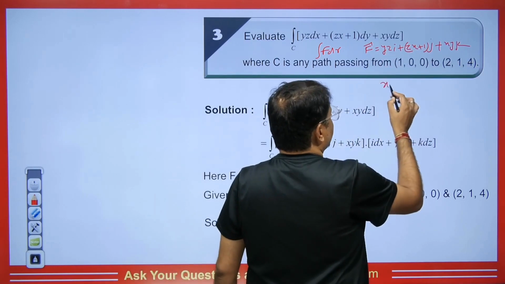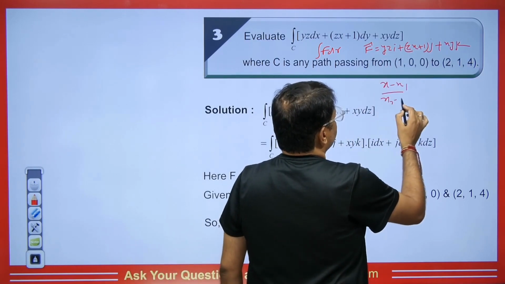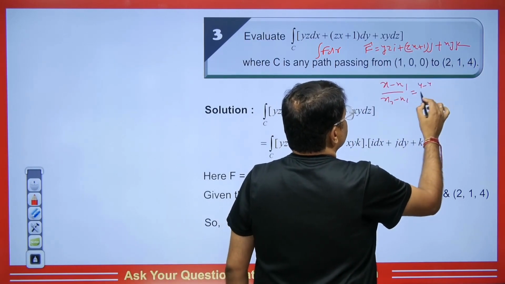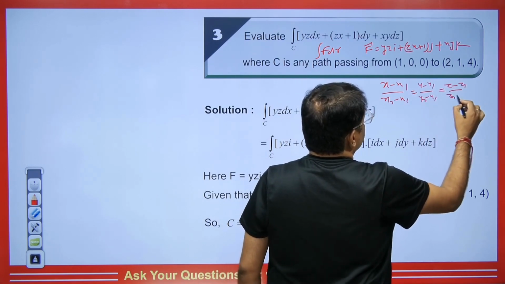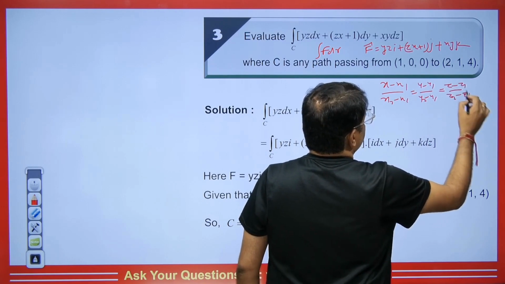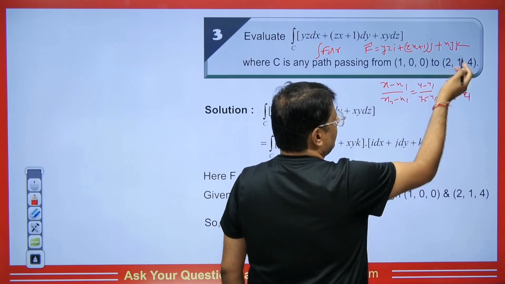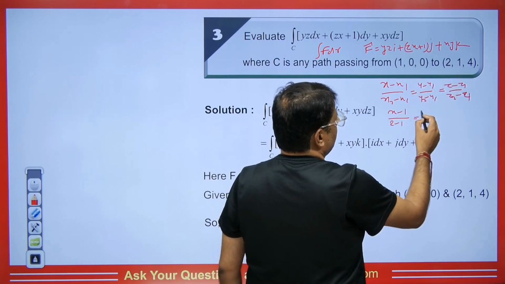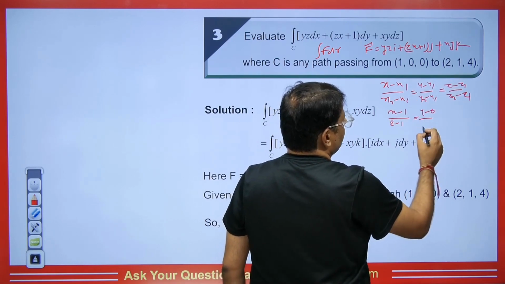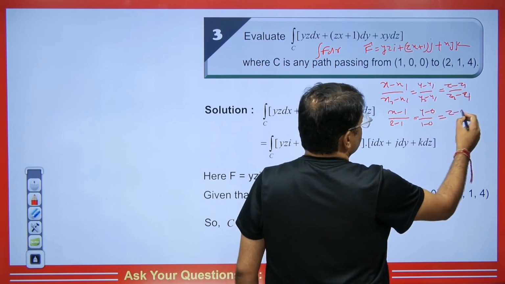Look, you have (x minus x1) upon (x2 minus x1), (y minus y1) upon (y2 minus y1), (z minus z1) upon (z2 minus z1), okay? We know it's x1, y1, z1 and it's x2, y2, z2. Then we'll do x minus 1, this will be 2 minus 1. Then y minus 0, and this is 1 minus 0, and then we will write z minus 0.